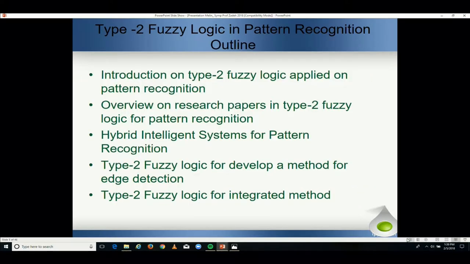As an introduction, I will briefly describe type 2 fuzzy logic applied to pattern recognition, an overview of research papers in type 2 fuzzy logic for pattern recognition, hybrid intelligent systems and type 2 fuzzy logic, type 2 fuzzy methods for edge detectors as a pre-processing system, and type 2 fuzzy logic for integrated methods.